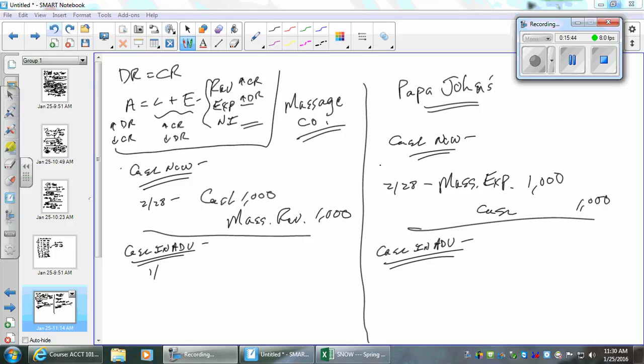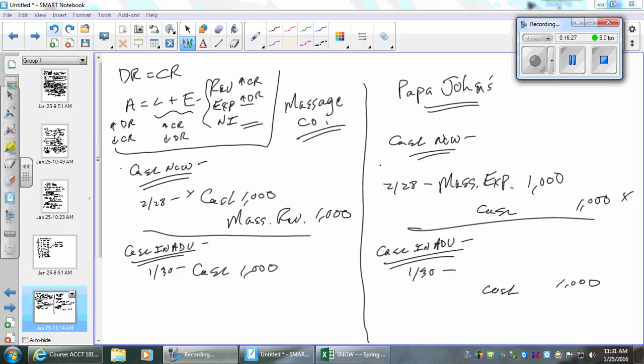Cash in advance. Let's say January 30th. Papa John's pays for the massages, and the massage company receives the cash, okay? So what happens? Papa John's has less cash. So what would you want to do with the cash? If they have less cash, what would you want to do? Credit, of course. When I give up cash, I credit cash, don't I? It's an asset. I have less. So I credit cash. Absolutely. By the way, what do you think the massage company would do? They got the cash. Debit cash. No kidding.